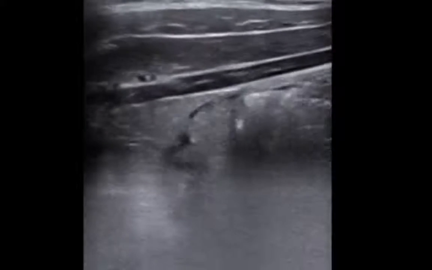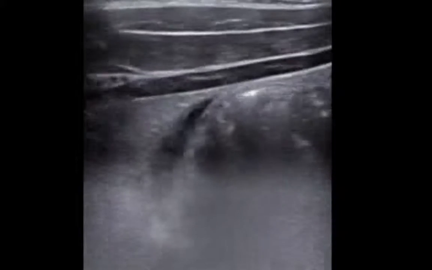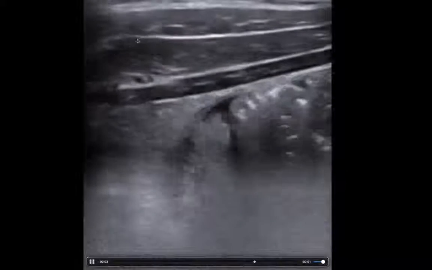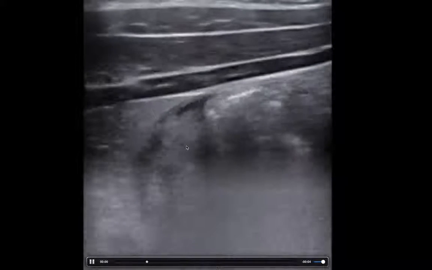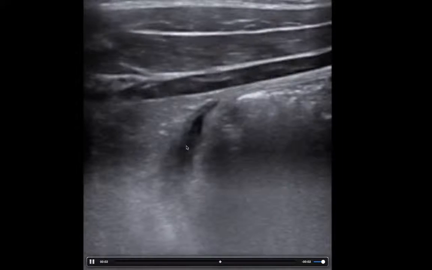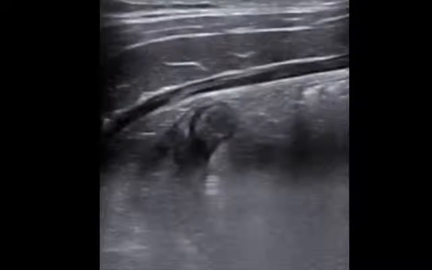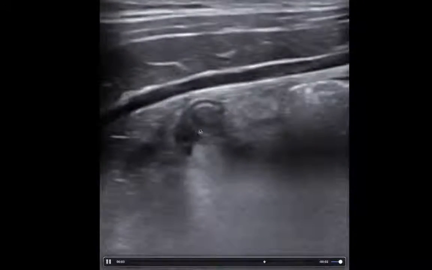Sometimes when you have the patient point to the area where it hurts, you're not going to necessarily see that appendix on first glance, but you might see some clues. Here we have the anterior abdominal wall here with some free fluid outside of the bowel. That clued us in that there was something abnormal. We looked a couple of centimeters more distally and found this nice appendix here.